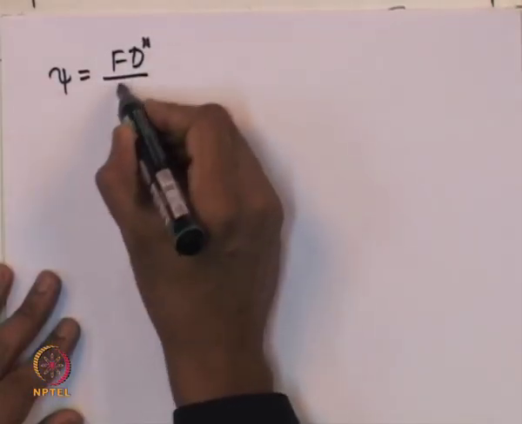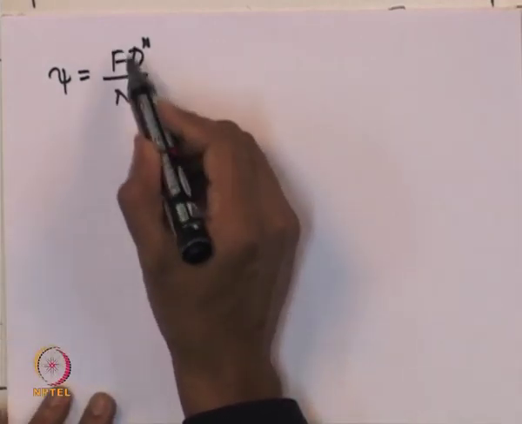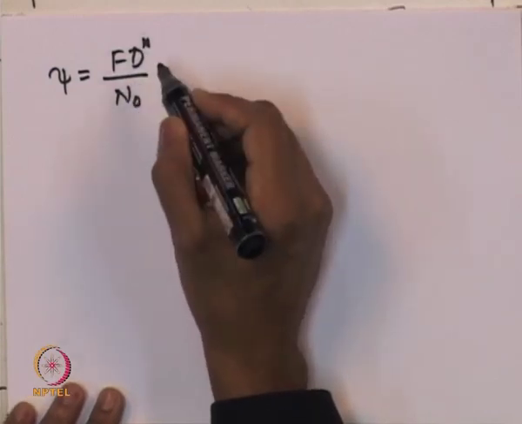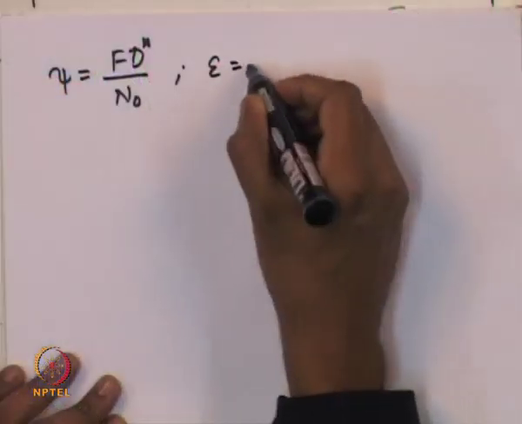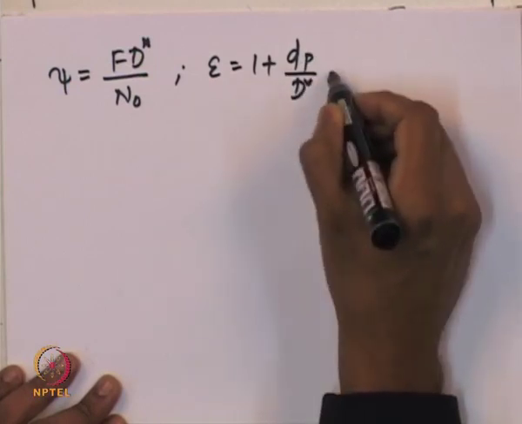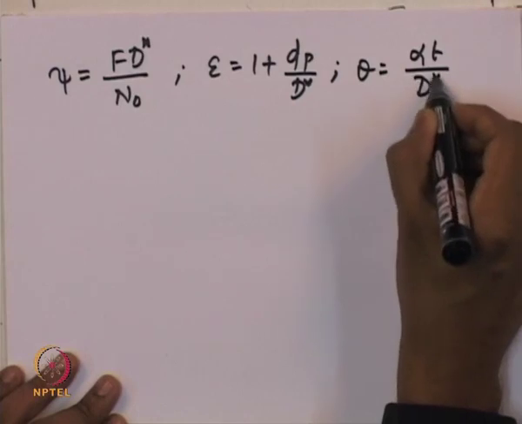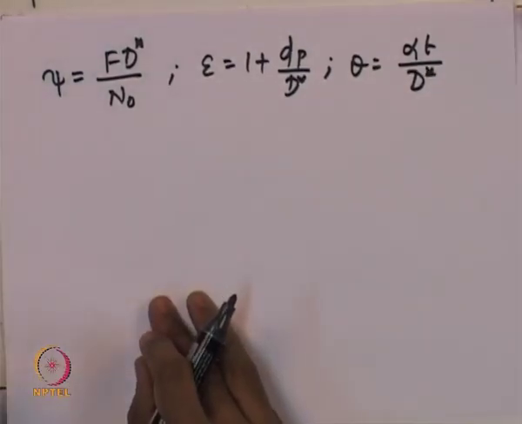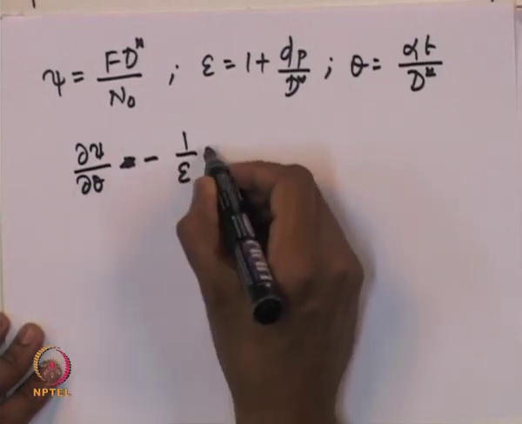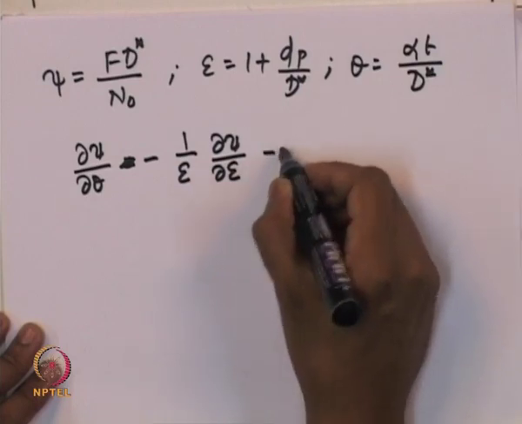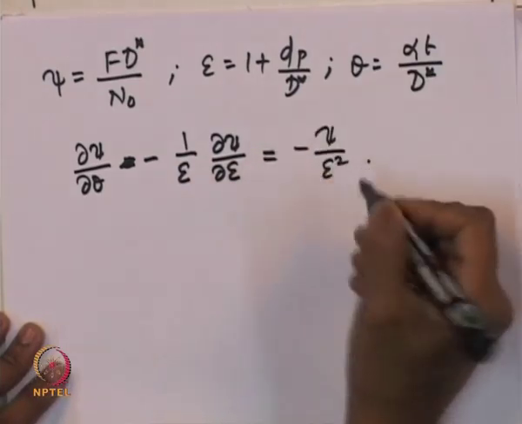So, now if we introduce a few dimensionless quantities which are useful in solving this problem. So, psi equal to f into d star divided by n naught, where f is the distribution of the particles based on the size, and d star is the diameter when the mass transport rate and the reaction rate are equal to each other, and n naught is the initial total number of particles. Then epsilon is defined as 1 plus dp by d star, and theta is defined as alpha into t by d star. So, now if we introduce these dimensionless quantities, we can rewrite the population balance as d psi by d theta minus 1 by epsilon into d psi by d epsilon is equal to minus psi by epsilon square. So, that is the expression.